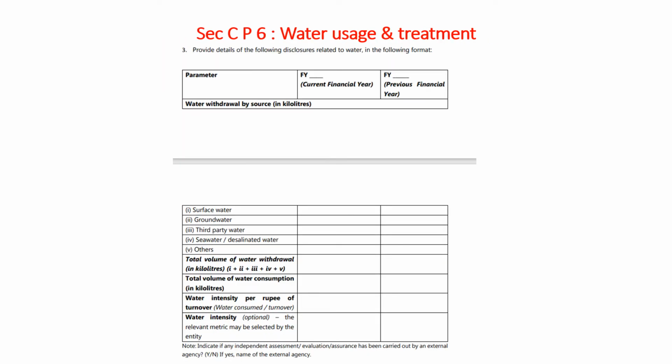Provide details of the following disclosures related to water in the following format. So this is about water usage. This part is about water withdrawal. How much water have you withdrawn for your business from surface, ground, third party, sea water, others? And what is the total and what is the intensity per rupee of turnover, and this is optional. So basically quantity and intensity.